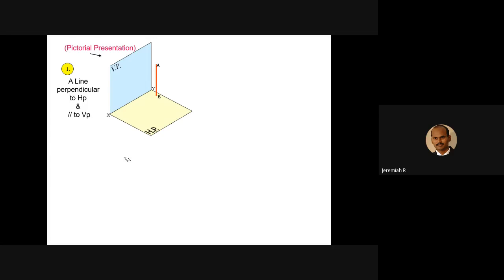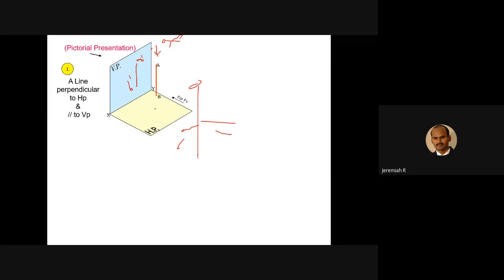So this is a line AB. The line is perpendicular to HP, but parallel to VP. When the observer sees from here, imagine you are the observer. In the front view, what do you get? You'll get A dash and B dash, the length of the line. For the top view, you have to see from here, so what do you get? Only this point.